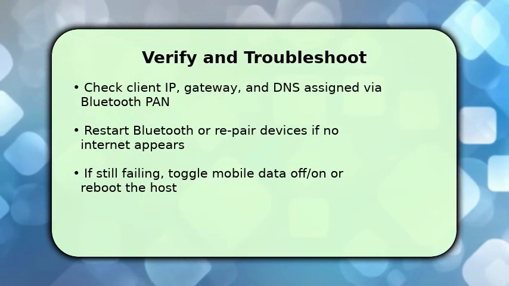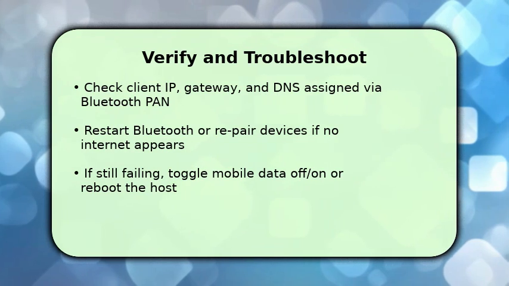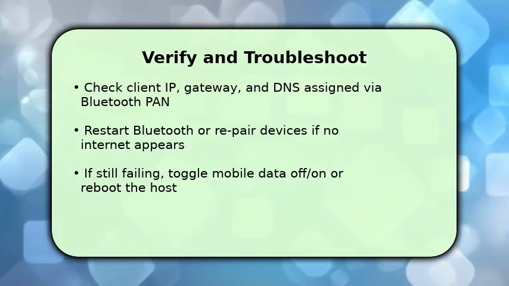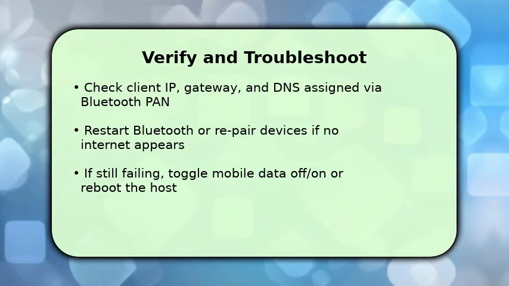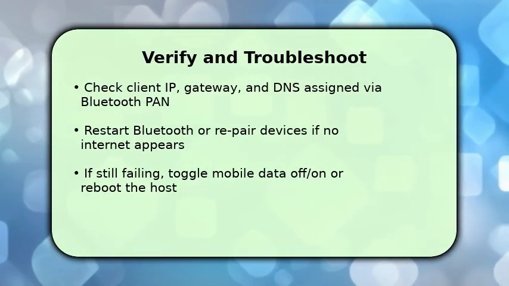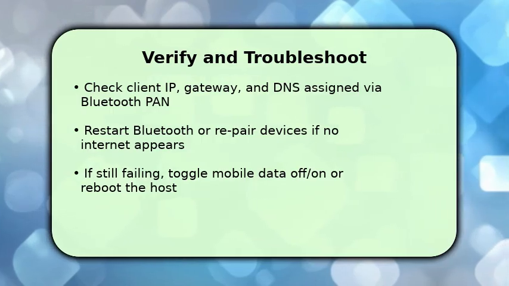You finish by verifying connectivity. Open a browser or ping a known site to confirm internet access. If it fails, check the client's network properties for an IP, gateway, and DNS assigned via PAN. Absence means pairing didn't provide network service.